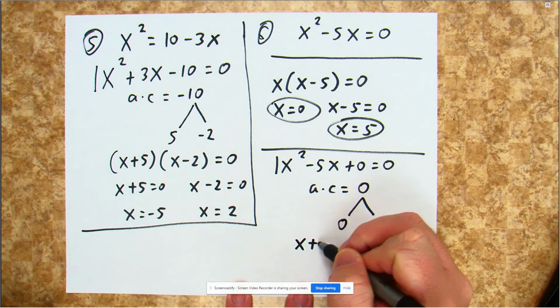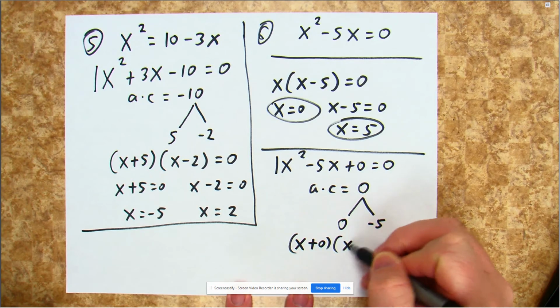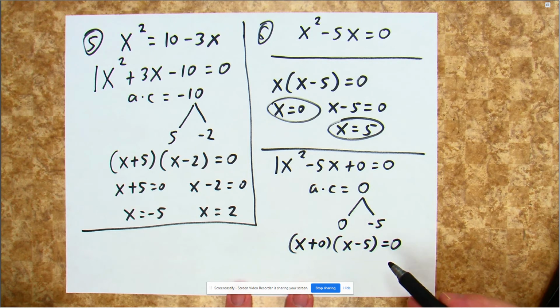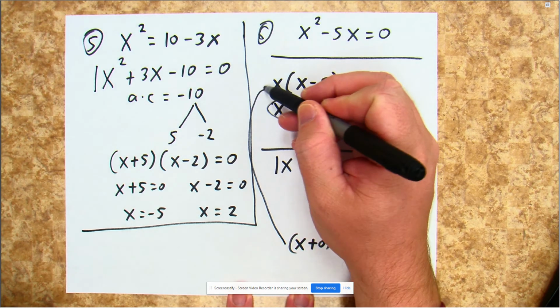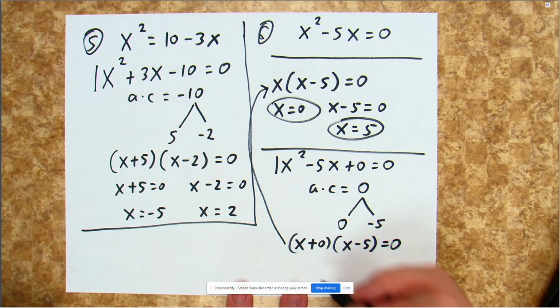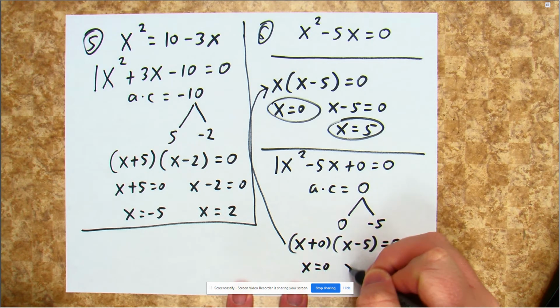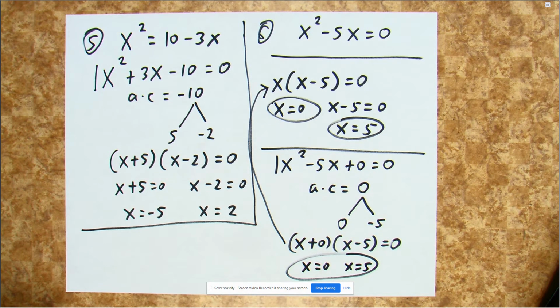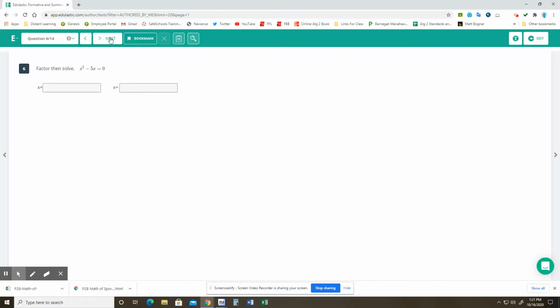Now, technically, again, you don't have to go through all this, but you can if you wanted to. X plus 0, x minus 5 equals 0. At this point, you pretty much have the exact same problem as you had up there. You could set each equal to 0 and solve, ending up with the same answers that we needed. Which again, if you look here, you had to type those in.